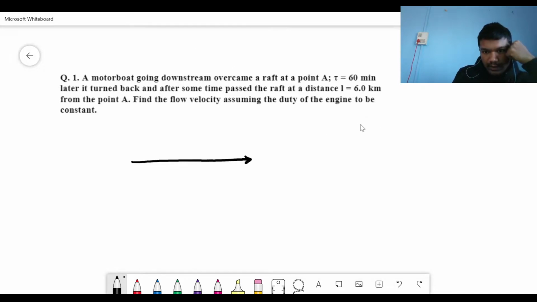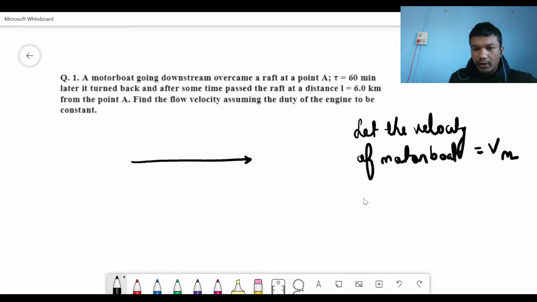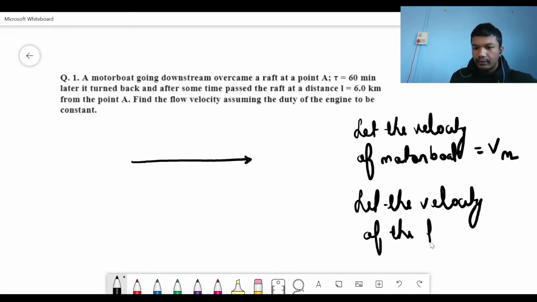Let the speed or the velocity of the motorboat be equal to Vm. Let's call it Vm. And let the velocity of the river flow be equal to Vf.